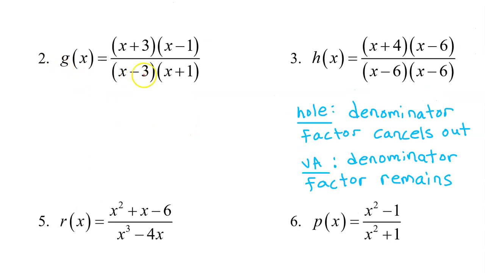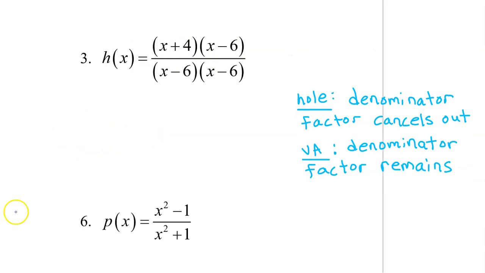Number 2, focus on the denominator. This factor of x minus 3 does not cancel out with anything. So this will give us a vertical asymptote. A vertical asymptote at x equals 3. We have a factor of x plus 1 in the denominator. This doesn't cancel out with anything either. So we have a vertical asymptote at x equals negative 1.